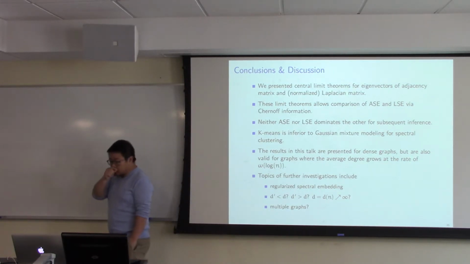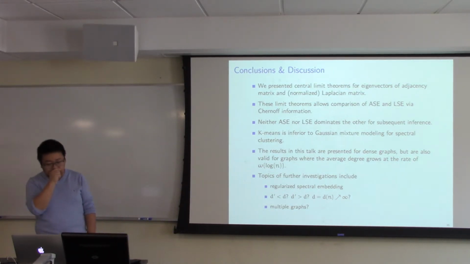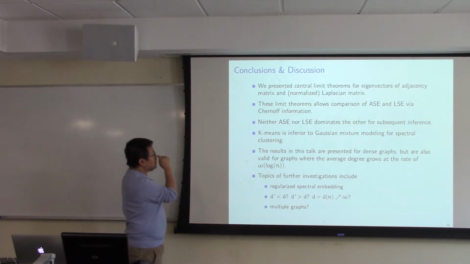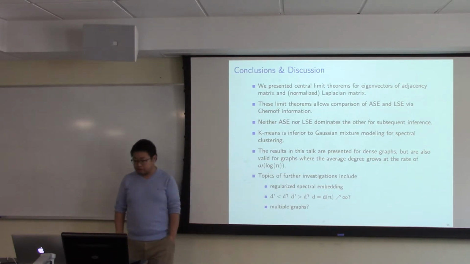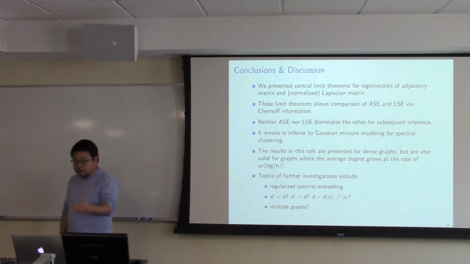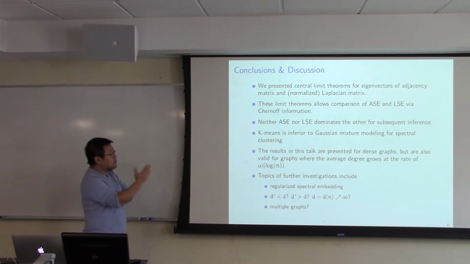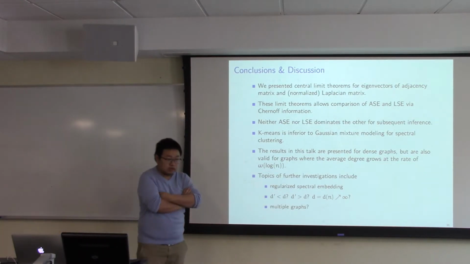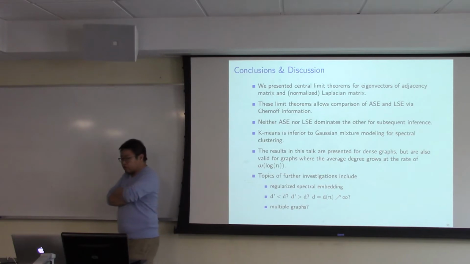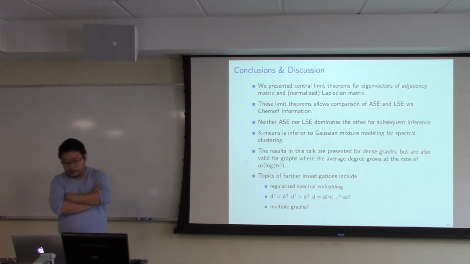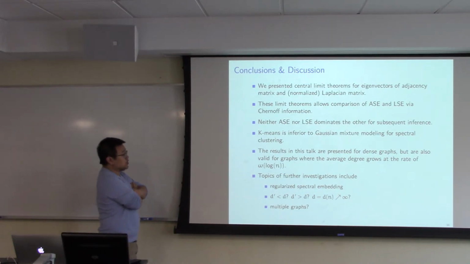So to conclude, we present central limit theorems for the eigenvectors of the adjacency matrix and the normalized Laplacian matrix. These limit theorems allow us to compare the embedding methods via the chain of information. And it turns out that for large sample optimal error rate, neither method dominates with respect to subsequent inference.